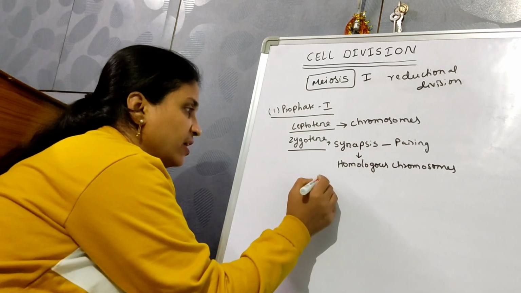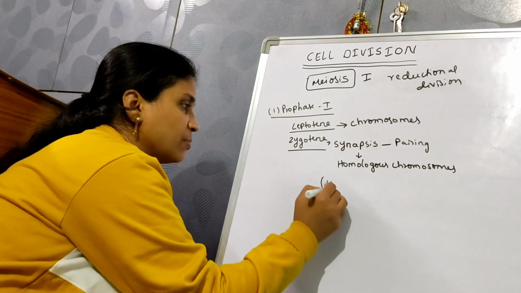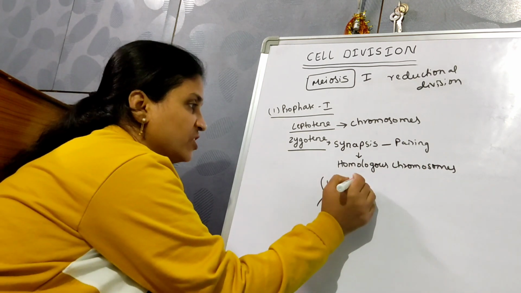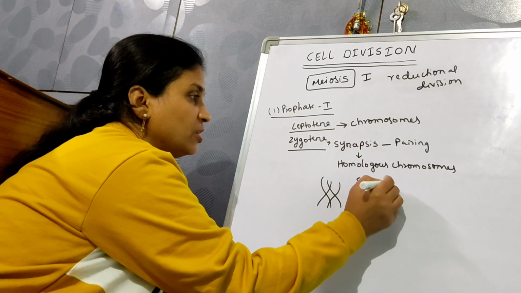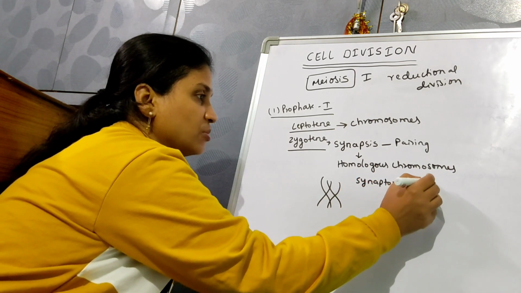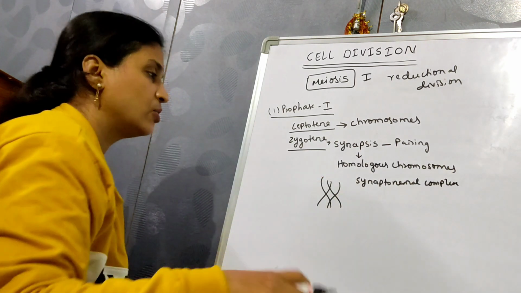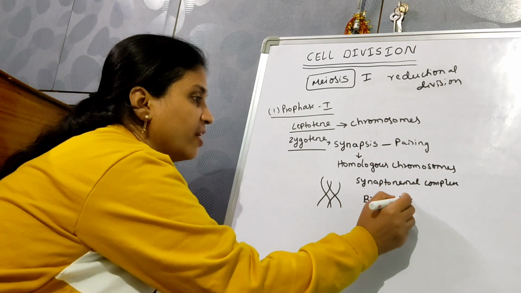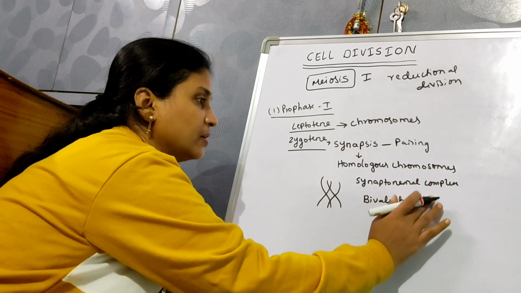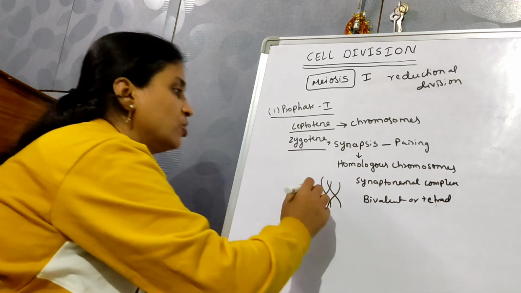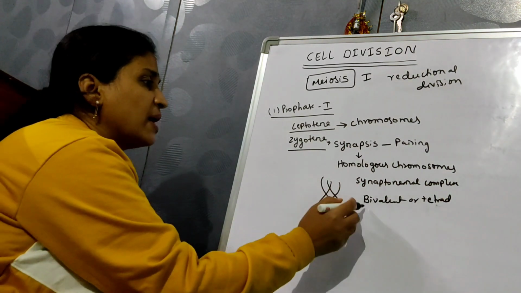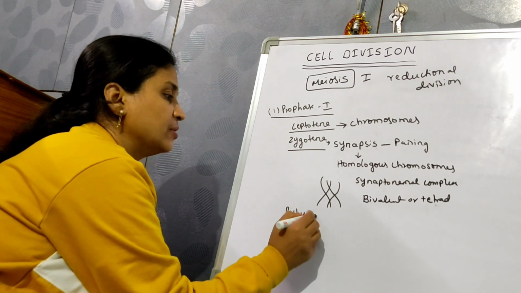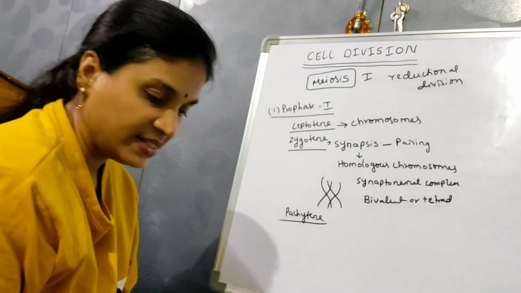Because of the pairing, a complex is formed, which is nothing but the synaptonemal complex. It results in the formation of a bivalent or tetrad. This bivalent or tetrad is clearly seen in the next stage called pachytene.